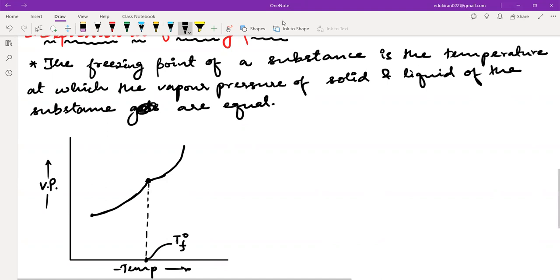Now, at this same temperature, the vapor pressure of the solution will be a bit lower, yes or no? It will be somewhere here, yes or no? The vapor pressure of the solution will be lower. Relative lowering of vapor pressure: when we add some solute into the solvent, what happens? The vapor pressure is reduced. Yes or no, guys?